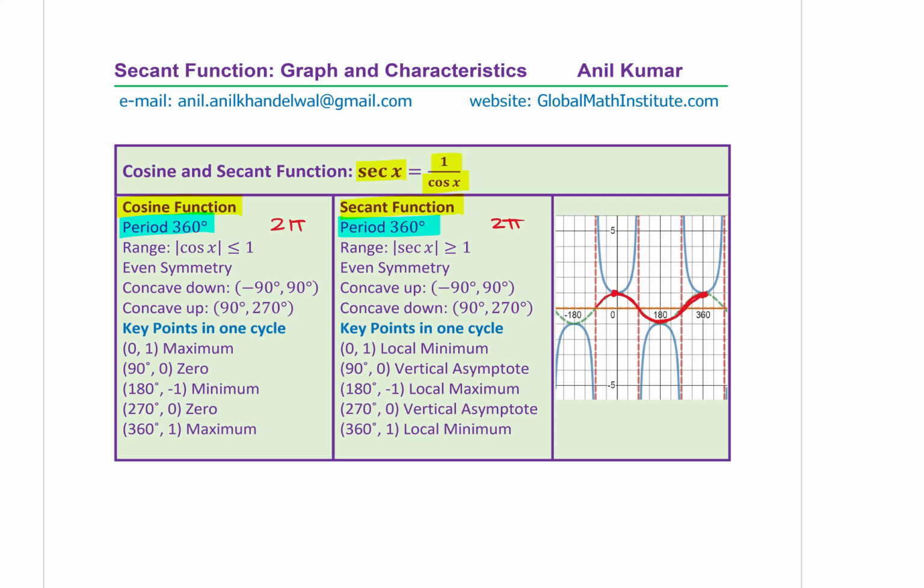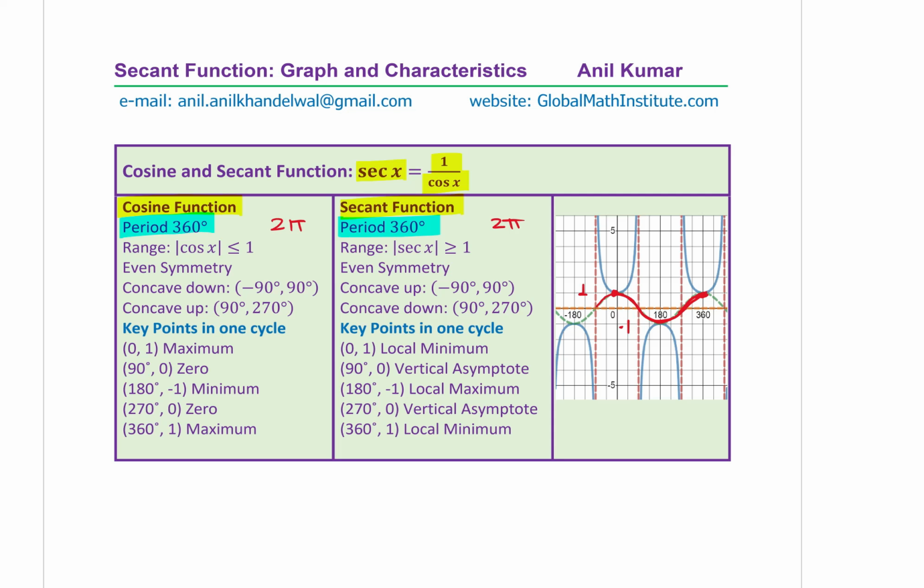So as you can see here, 360 degrees is one period. It starts with maximum, goes to 0, minimum, 0, maximum. Range of f of x is between +1 and -1, correct? That is what the range is. As far as secant is concerned, it is greater than +1 or it is less than -1.